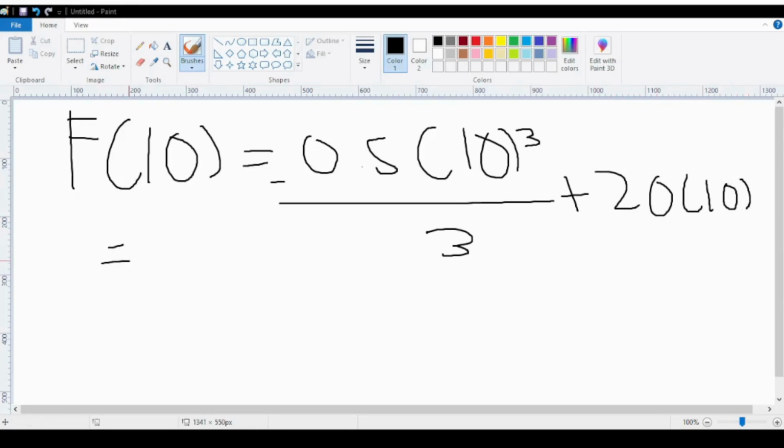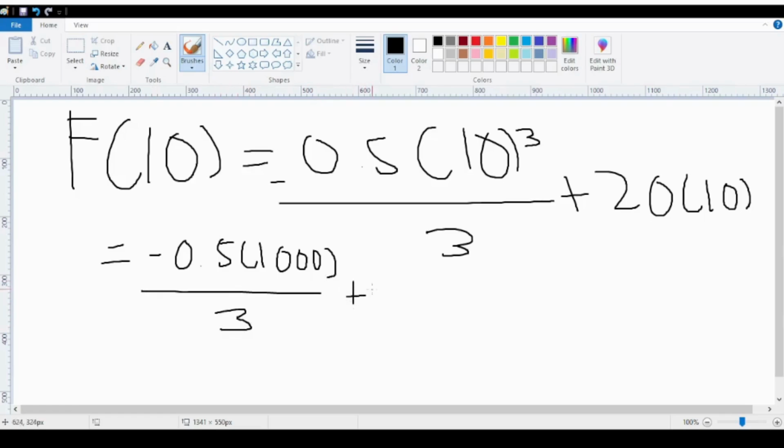Now that we have the general formula, let's put in the values and see what happens at the endpoints. First, let's look at the endpoint, which is 10 meters. We take 10, raise it to the power of 3, which gives 1000. Now, we multiply 1000 by negative 1 half, which gives us negative 500. Then we divide that by 3, giving us about negative 166.67. Next, we take 20 and multiply it by 10, giving us 200. When we combine these, we get about 33 cubic meters of space.